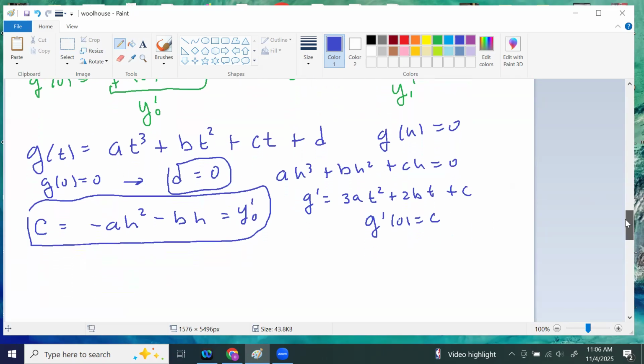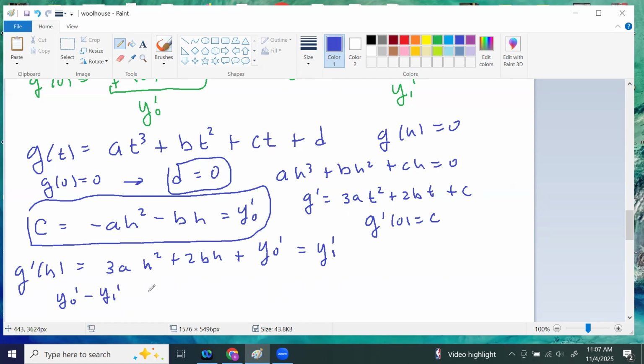Now, the interesting thing here is g prime of h is 3ah squared plus 2bh plus c, but c is just y0 prime, right? And remember, g prime of h, we said, is going to be y1 prime. So just for grins, let's compute y0 prime minus y1 prime, and we get minus 3ah squared minus 2bh.